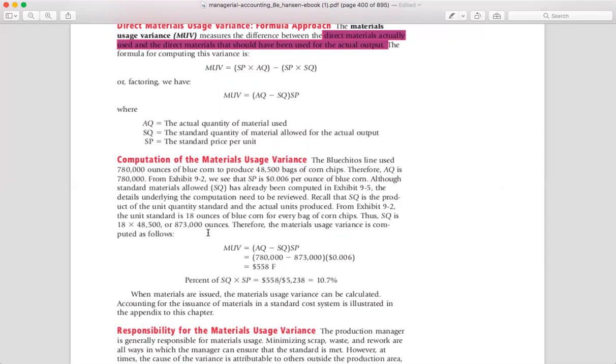Because this is related to the quantity, we have to know the actual quantity. The actual quantity used is around 780,000 ounces of blue corn.